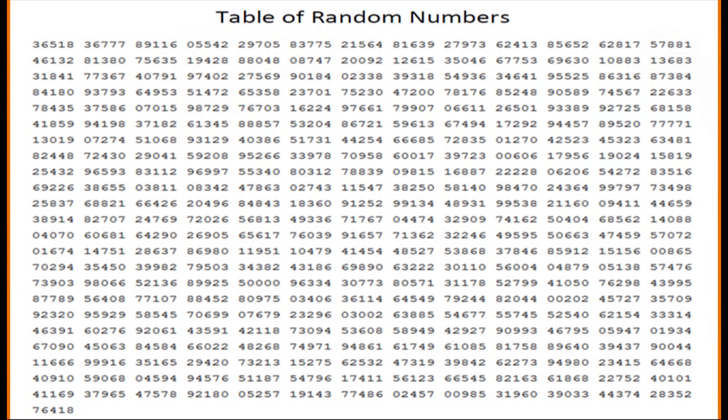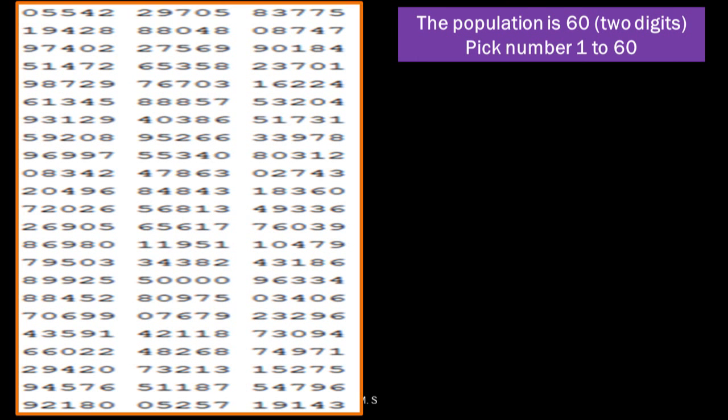Okay, here we are. So this is the number that I take, or I choose by chance, or by closed eyes. And then we will take the sample of numbers from up to down. Okay, and make it larger here. So the population is 60, 2 digits. And then we will pick the numbers 1 to 60.